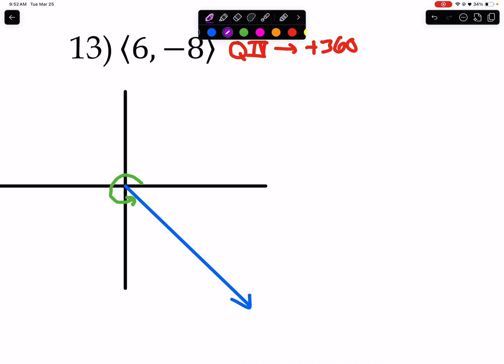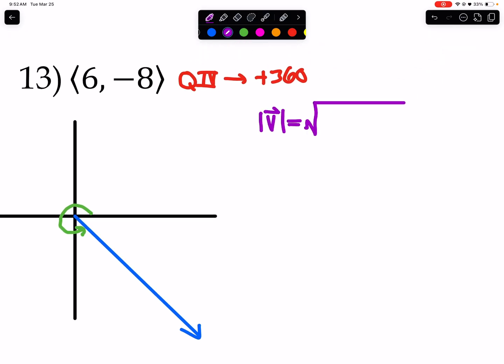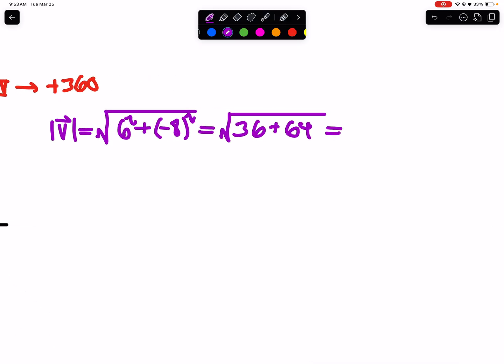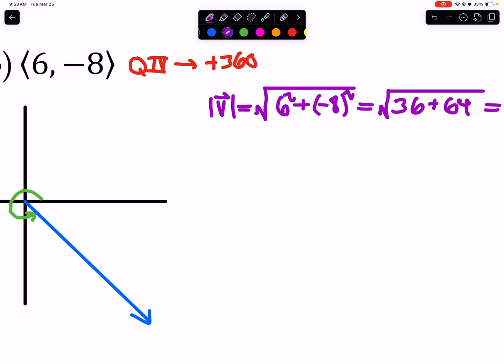So we're going to start with the magnitude. I believe this will be a perfect square. Yeah, it's another Pythagorean triple. So we're going to do square root of 6 squared plus -8 squared, which is square root of 36 plus 64, which is square root of 100, which is 10.